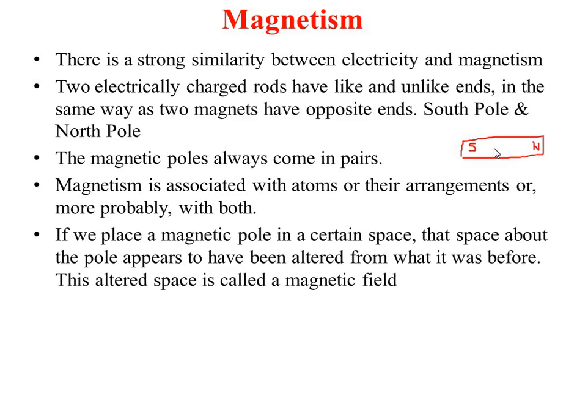We can see that if you place a magnetic pole in a certain space, the space around that pole will be altered, and we call that altered space a magnetic field. That means if you put a magnet in a space, you can feel the effect of that.